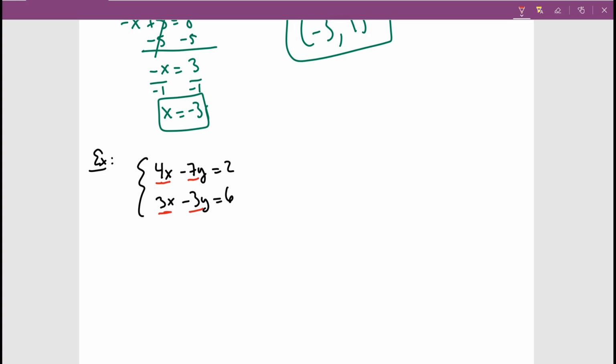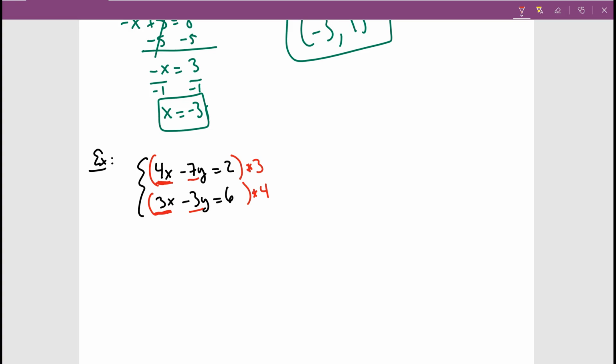Well, in this case, I've got to think about, what is a number that they both are divisible by? So if I look at the 4 and the 3, what is a number that they both can divide into? Well, the number that they can both divide into is 12. So what I'm going to do, I'm going to multiply this whole thing to try to get a 12 from here. So how do I get this 4 to be a 12? Well, if I multiply it by 3, I get a 12. How do I get this 3 to be a 12? Well, if I multiply it by 4, I can get a 12.